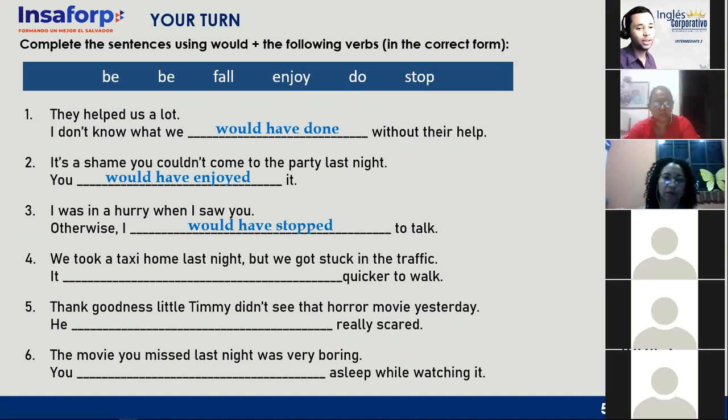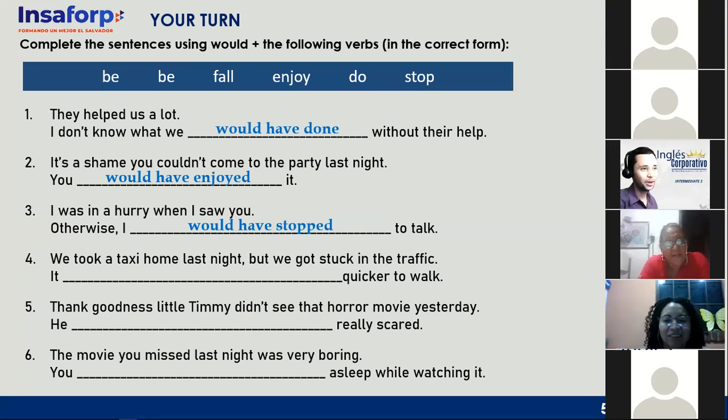What about number four? We took a taxi home last night, but we got stuck in traffic. Who wants to try this one? Nobody? Hello, teacher. Okay, who wants to try? Okay, we have Sandra and then Rodrigo. Ladies first. So, Sandra, number four.